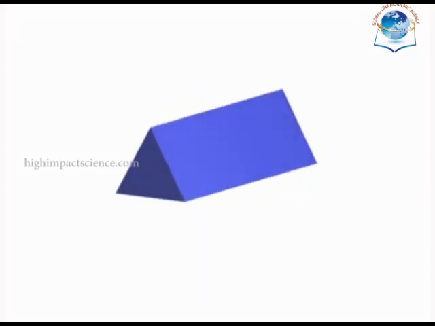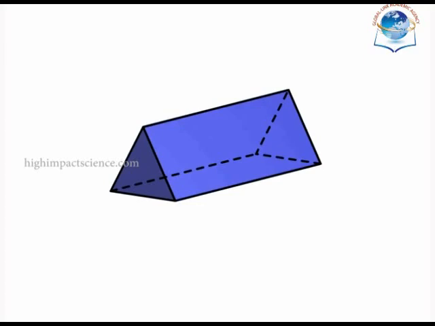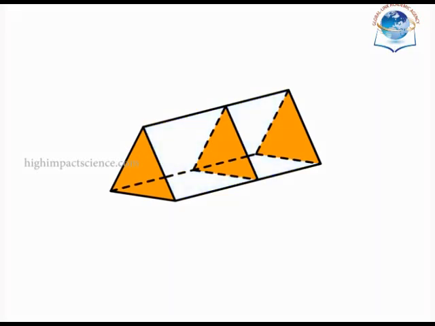This is a triangular prism. It has 2 identical faces parallel to each other. If you cut the solid parallel to these faces, you will see that the cross-section obtained will be exactly like the 2 identical faces. The name prism is used to refer to a solid with a uniform cross-section. This is a triangular prism because the cross-section is a triangle. The solid has 5 faces in total.